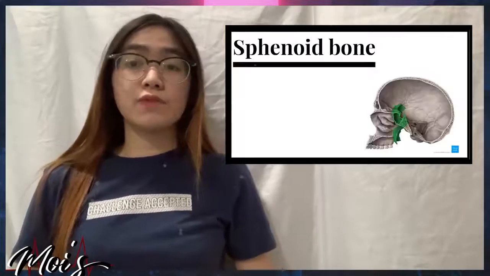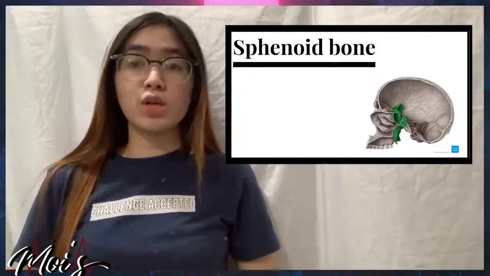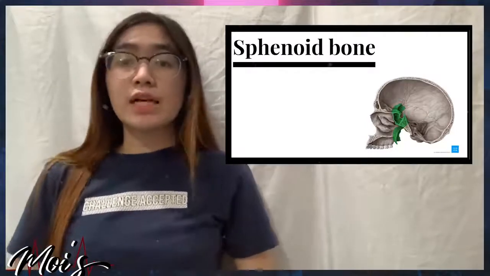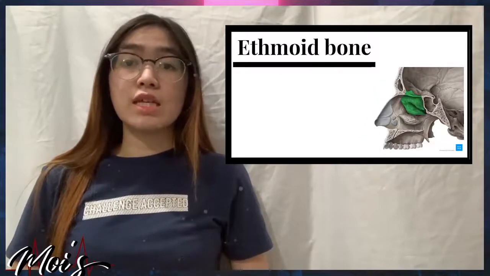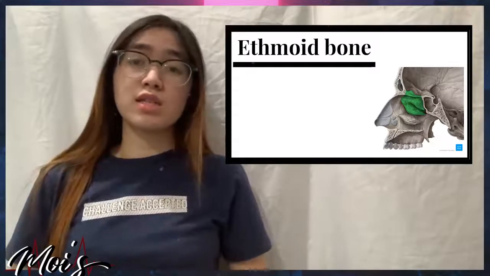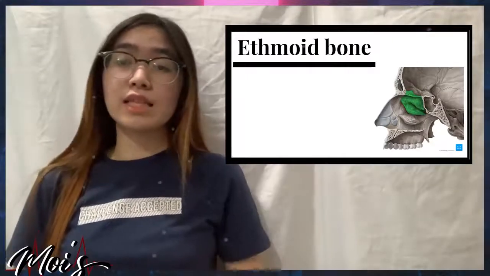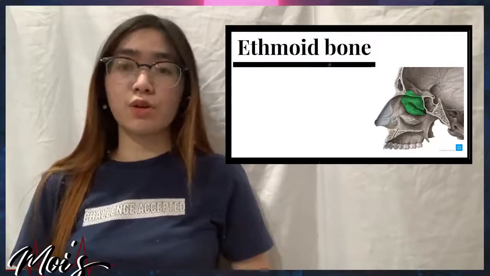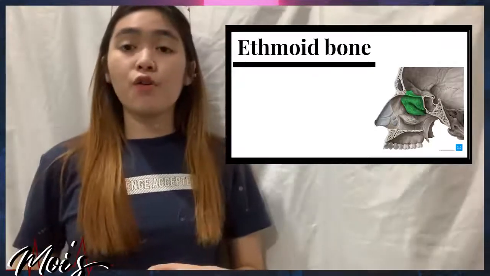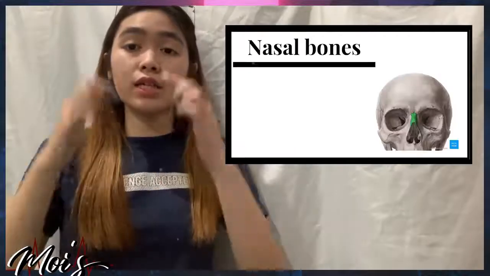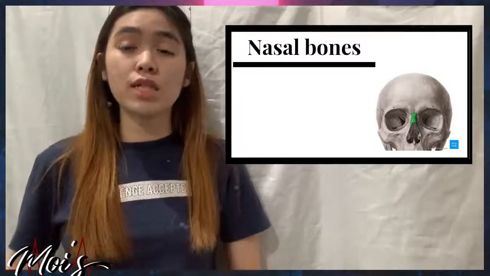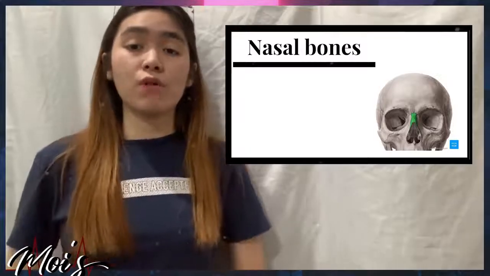Next, we have the sphenoid bone, which is the middle of the base of the skull. Lastly, we have the ethmoid bone, which is the sponge-like bone that is situated in the anterior part of the cranial floor. Now, for the facial bones, we have the nasal bones, which are the small triangular-shaped bones that form the bridge of our nose.